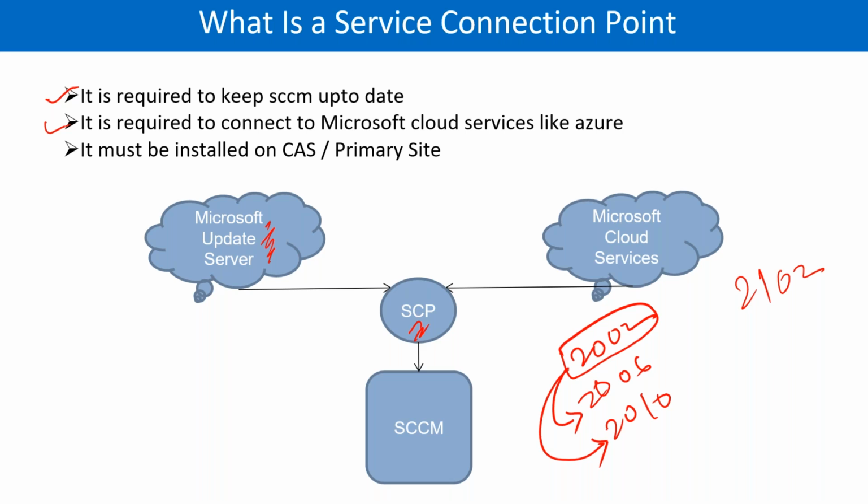Second, it is required to connect to Microsoft cloud services like Azure and Office 365. You can install the service connection point, which will help you communicate with Microsoft cloud services. It can be installed on the primary and central administration site. Got it?